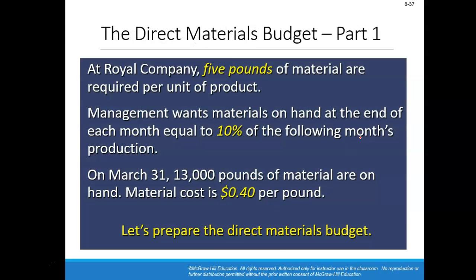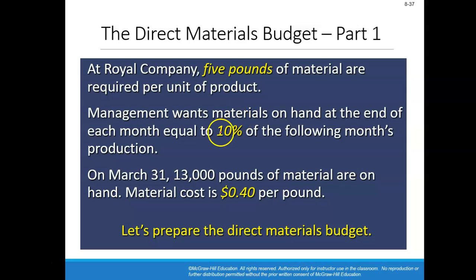To produce those units, I need materials. So next up, we look at our materials budget. All right. For the Royal Company, we need 5 pounds of material to produce 1 unit.